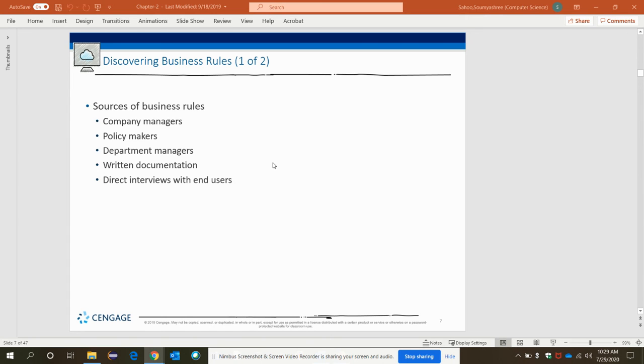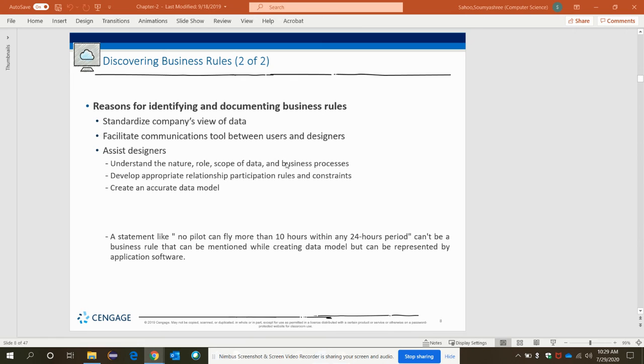Okay, sources of some of the business rules.